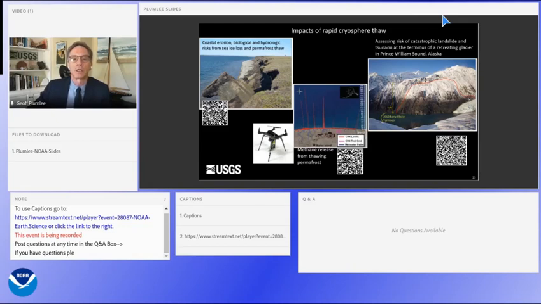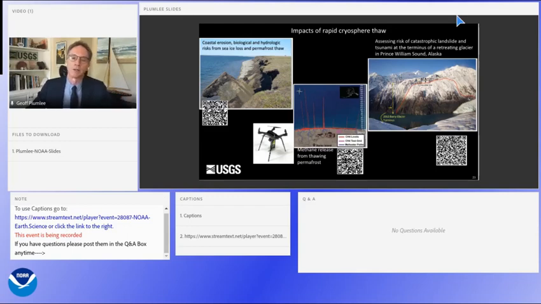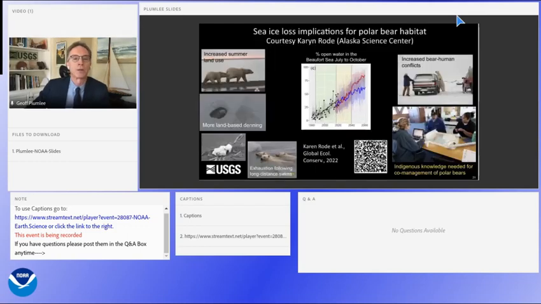And then on the far right, we're looking at the risk of catastrophic landslides and tsunamis at the terminus of the retreating Barry Glacier, where you can see 2010 up to 2020, a lot of loss. And this is a massive landslide that is slowly being destabilized because of the loss of the glacier that is essentially abutting it and holding it back. So that we're working with in concert with the state and others.